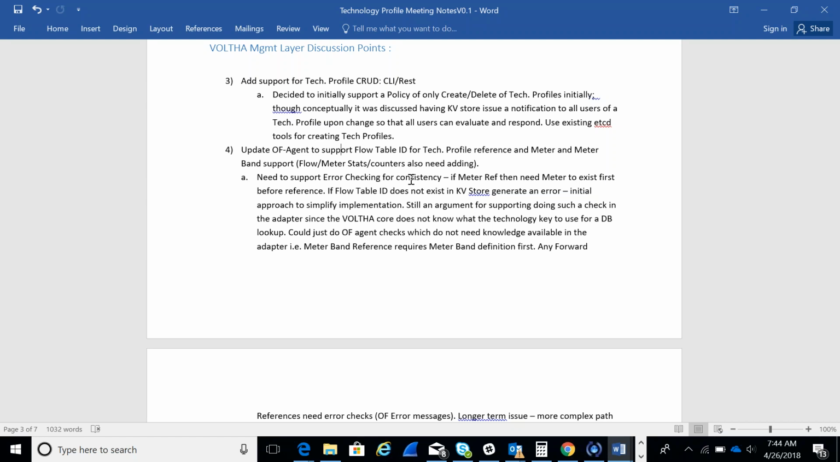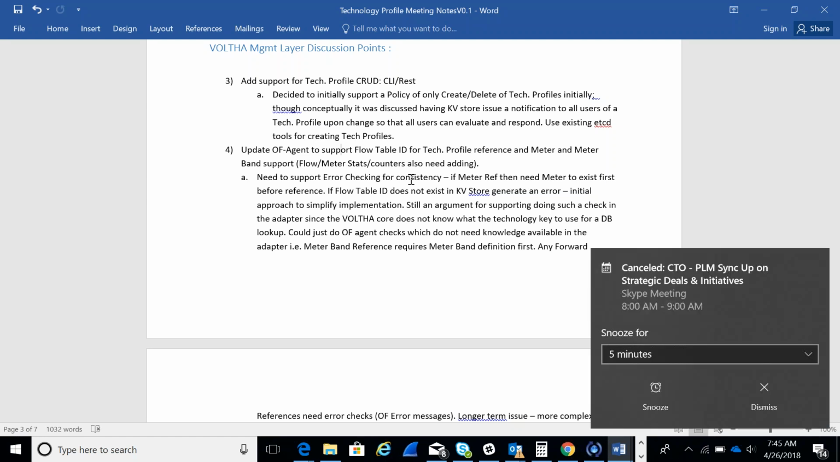So there may be an entry for flow table ID 256, 255, and for XPON, and there may be another one for 255 for EPON or G.fast. So the VOLTHA core doesn't really have knowledge of the particular technology. So we decided to keep things simple initially, that it would just validate that an entry exists for the flow table ID. If it doesn't exist, then it would generate an error.